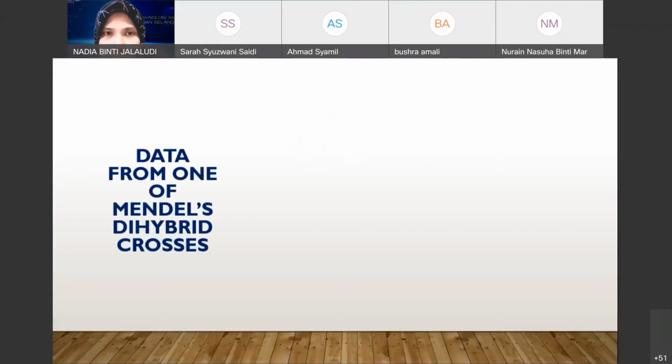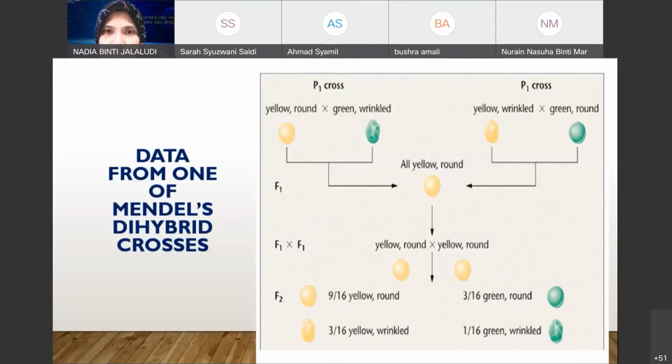Kita tengok lagi. Okay, so data from one of Mendel's dihybrid crosses. Dia crosskan yellow and round, lepas tu green dengan wrinkled. Memang semua dapat yellow and round. Yang ni pula yellow and wrinkled, kita cross dengan green and round. Hasil dia memang semua yellow and round. Lepas tu bila F1 yellow round ni kita kacukkan, tiba-tiba dia dapat 9 yang yellow and round, 3 yang yellow and wrinkled, 3 green and round, and 1 green and wrinkled. So the ratio become 9, 3, 3, 1 instead of 3 to 1 yang monohybrid tadi. So bila dihybrid dia jadi 9, 3, 3, 1 ratio. Ratio of phenotype je lah dah berbeza.